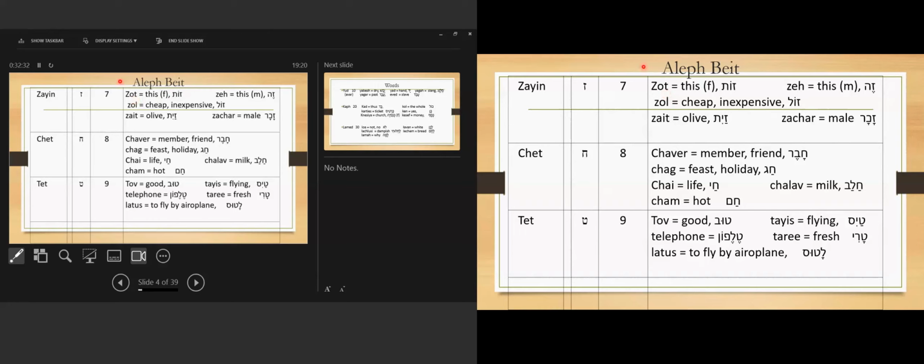Now, a carrot is gezer. Gezer. A carrot. And you write it G, E, Z, Zayin, E, R. Gezer. An ordinary carrot that we eat, a vegetable that we eat, carrot.